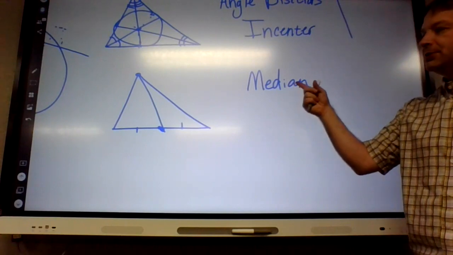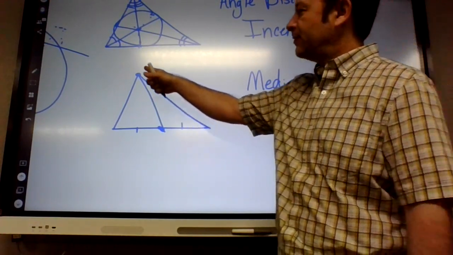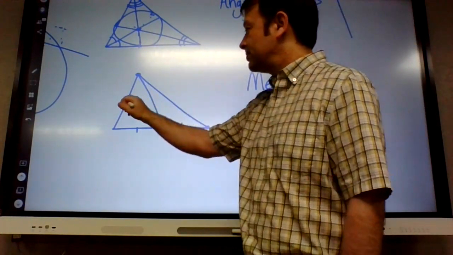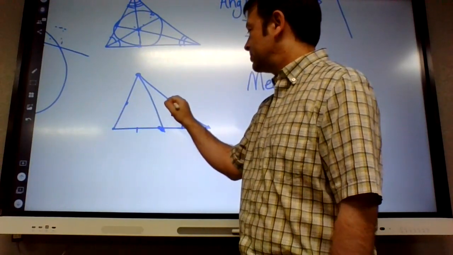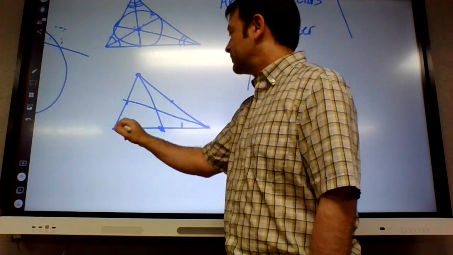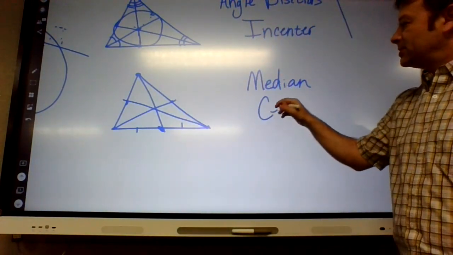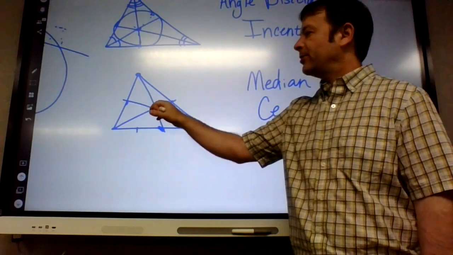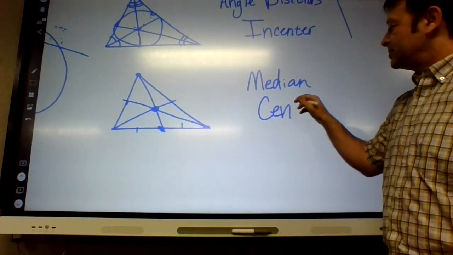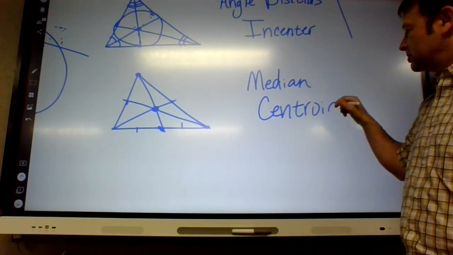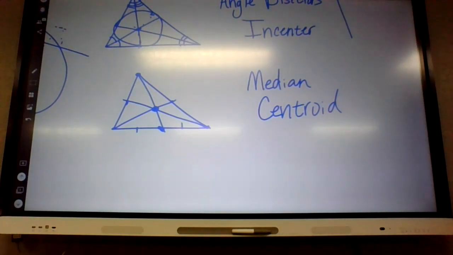Median kind of means middle. So it goes from the vertex to the middle. Vertex to the middle, vertex to the middle. Pretty good. And those meet at a point, I don't know how all these are called, the centroid.